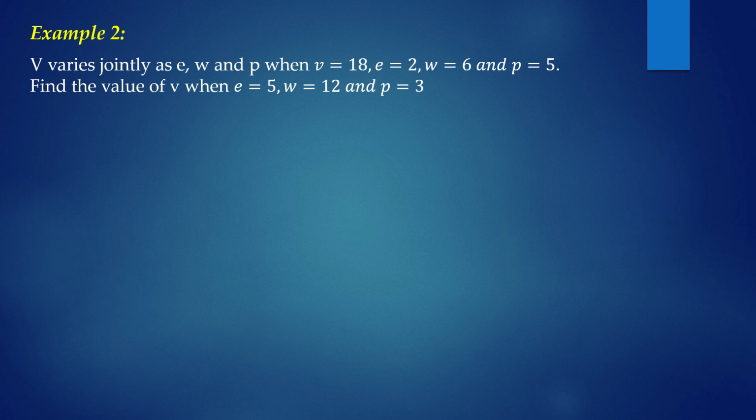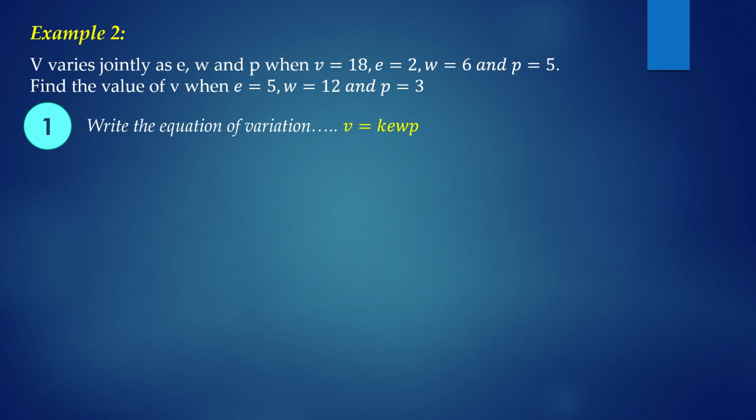Since the values are given for each quantity, step number 1, we will write the equation of the variation. The equation would give us V equals K, E, W, P. Second step, make a table of values if needed. So here, we will make a table of values, since the values of each quantity are given.